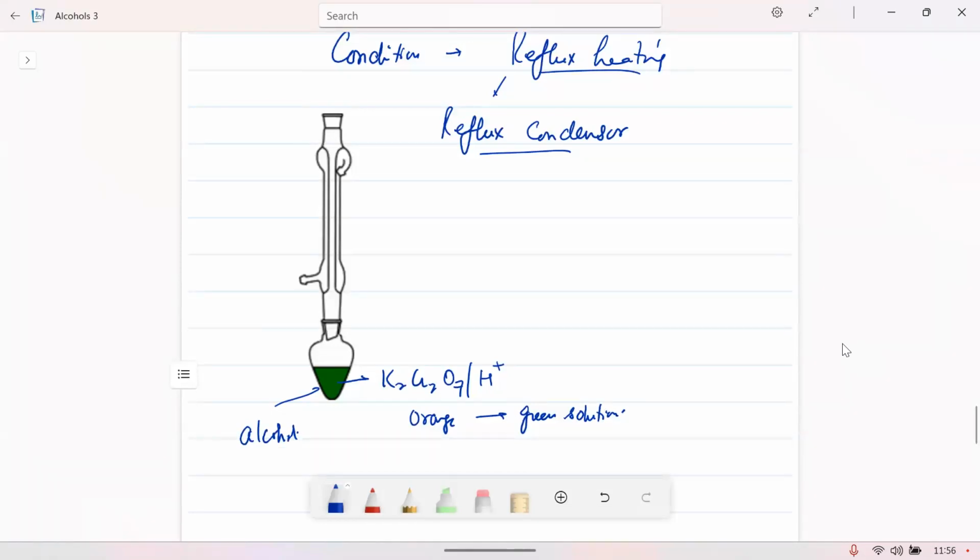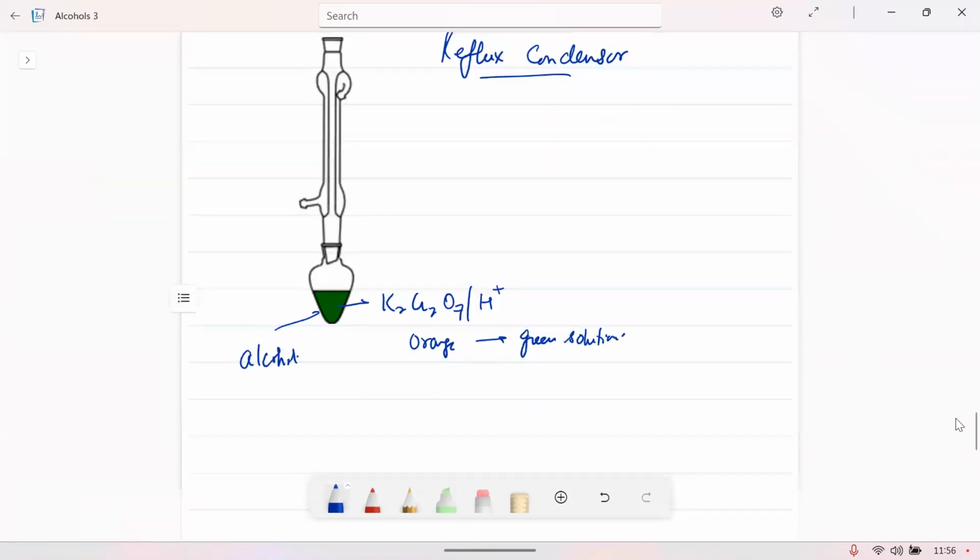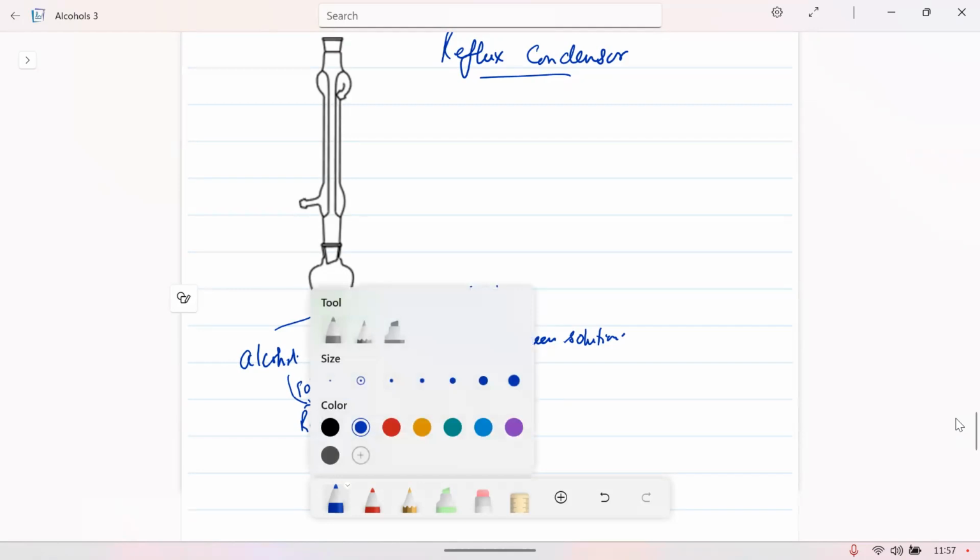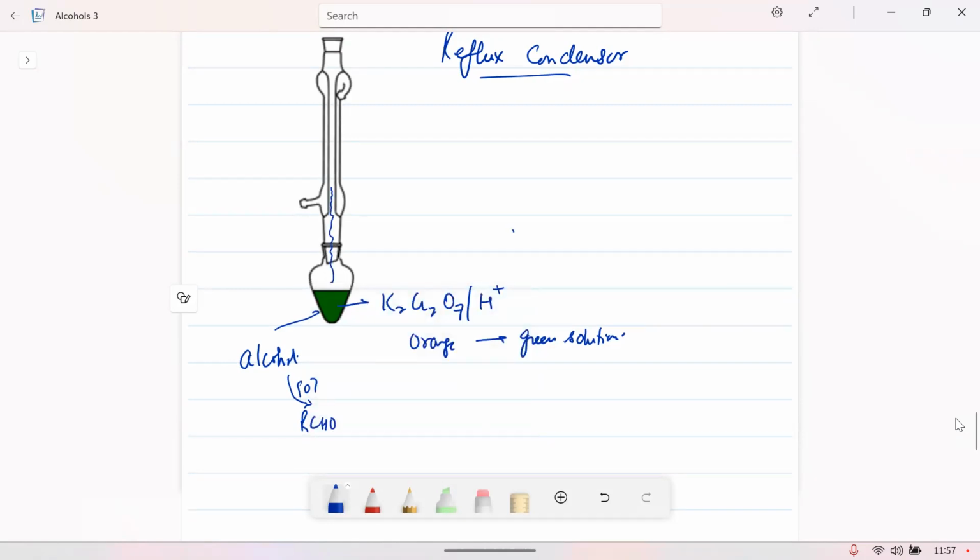Now, as the reaction proceeds, initially the alcohol will be oxidized to an aldehyde. Now we know aldehyde vapors have a lower boiling point, so they will try to escape out. They will try to go over here. This is your water in, always from the lower end, and the water out is over here. So as these aldehyde vapors try to escape out, there is cold water around it, so they will condense back and fall back. When they fall back, they again mix with the K2Cr2O7 and are further oxidized to carboxylic acid. So you are not allowing it to escape out.